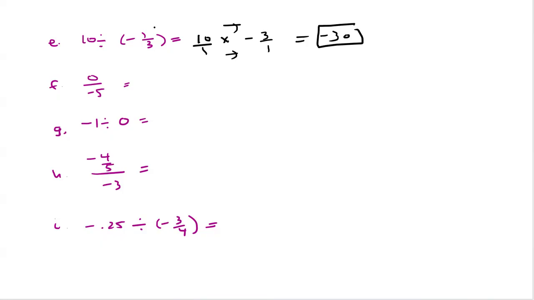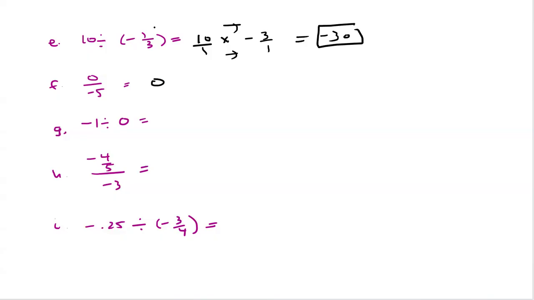Now we have to be careful on the next one, right? So this is 0 divided by a -5. Well, 0 divided by any number, right, besides 0, okay, is going to give us 0. Okay, so 0 divided by -5 is going to give us 0. Okay, so again, 0 divided by any number besides 0 is going to give us 0.